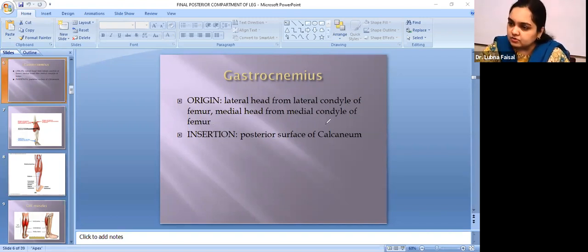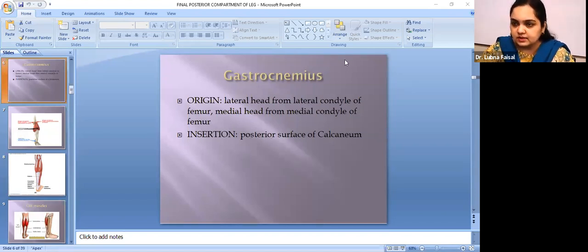Both heads originate from the condyles of the femur. The medial head originates from the medial condyle of the femur, and the lateral from the lateral condyle of the femur. Insertion: they both converge downwards. Initially, they are in the form of a muscle. Later on, it narrows down and forms a common tendon called the calcaneal tendon, which is inserted into the posterior surface of the calcaneum.